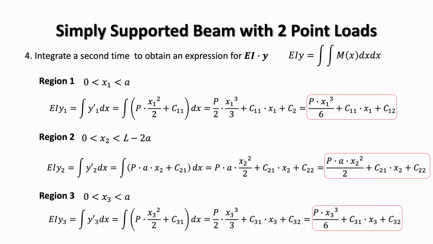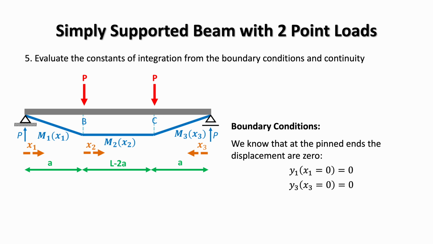The constants introduced at this stage follow the same naming logic as before. The first index identifies the region, and the second indicates that these constants arise from the second integration. For example, C12 is the constant from the second integration in region 1. At this point, we have the expressions for deflection for all three regions, each containing unknown constants that will be determined using boundary conditions at the supports and the continuity of deflection and slope between regions. We'll now move on to evaluating the constants of integration using boundary conditions and continuity.